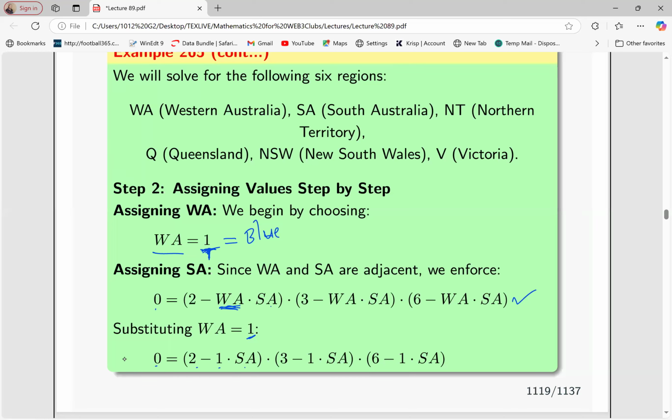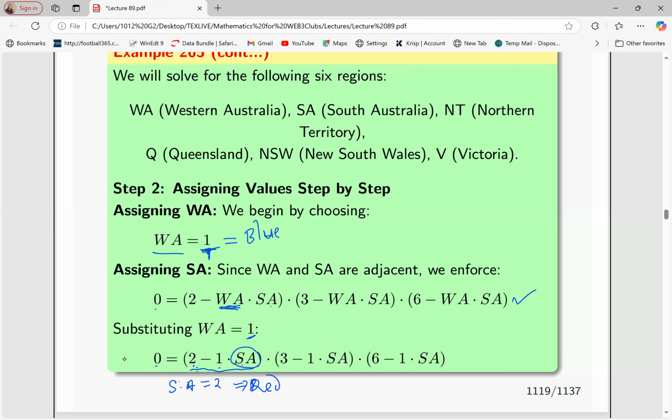Now, I want to attack this first bracket, and I want this to be 2 minus 2. For it to be 2 minus 2, this SA must be 2. So the color I'm assigning Southern Australia is therefore 2, which means red from above.